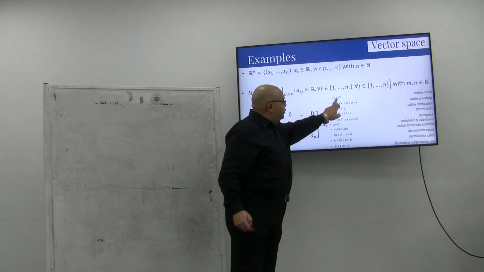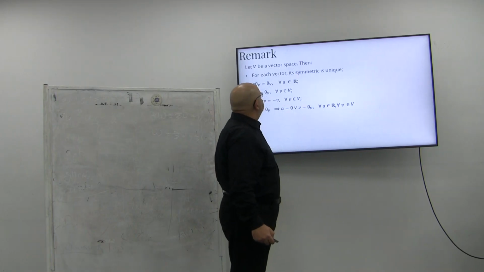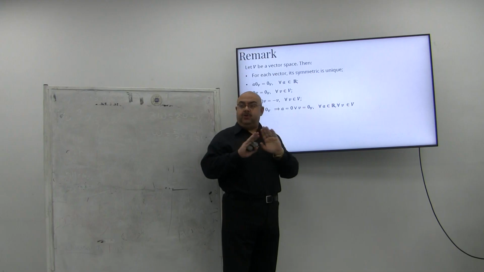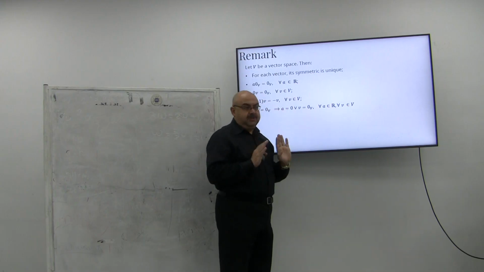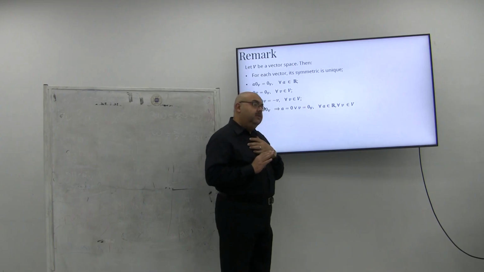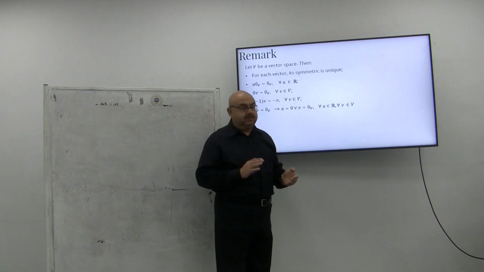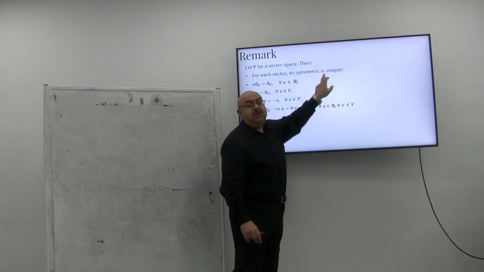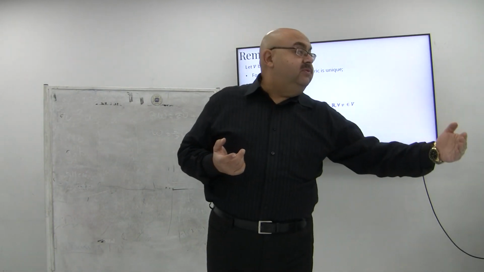Once more, you will have to review all of this. Okay, remark. Let V be a vector space. So we are not discussing whether V is a vector space or not. It is a vector space. What are the remarks that I will have with this vector space? For each vector, its symmetric is unique. What's the meaning of a symmetric of a vector? The inverse of this vector.